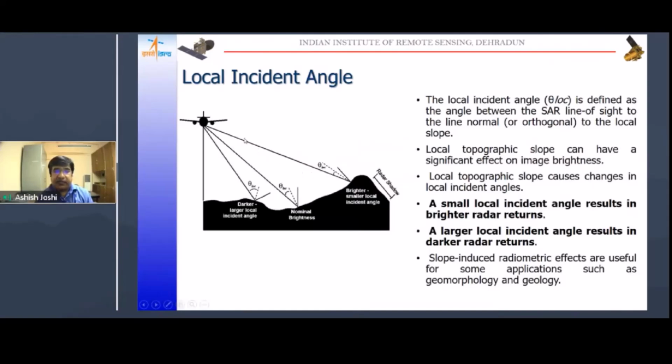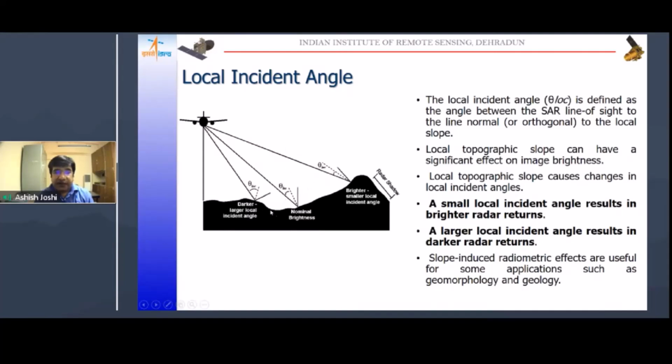So what is the local incident angle? This is the SAR and this is the range. The angle that the normal of the terrain makes with the slant range is the local incident angle. So what is the behavior of the backscatter? A smaller local incident angle results in brighter radar returns. If the local incidence angle is smaller, then we have brighter returns, and if the local incidence angle is larger, it will result in darker radar returns. So this is the effect of the local incident angle.